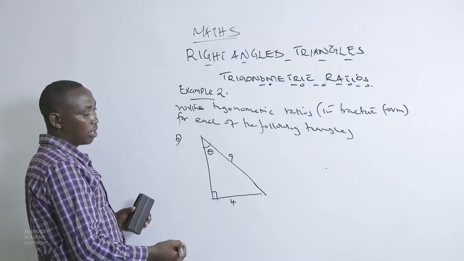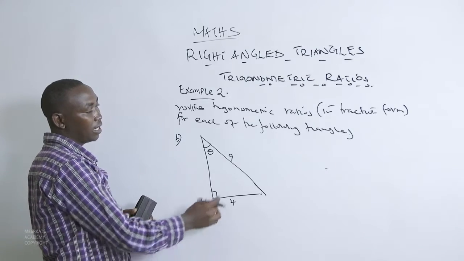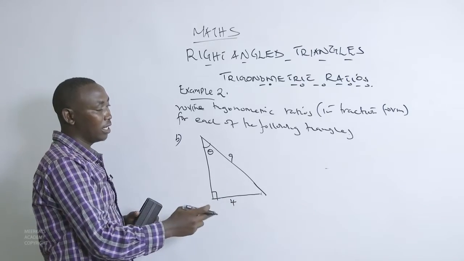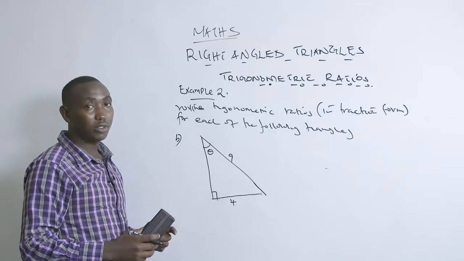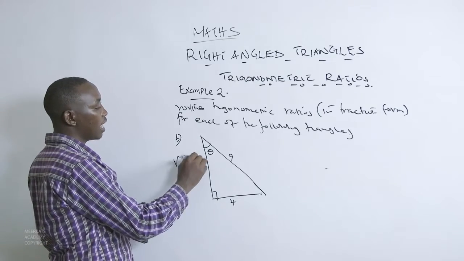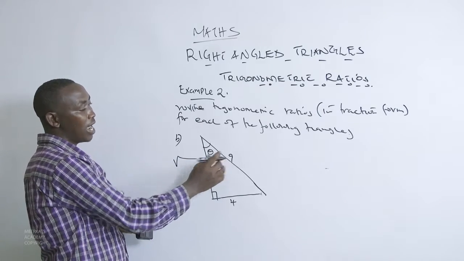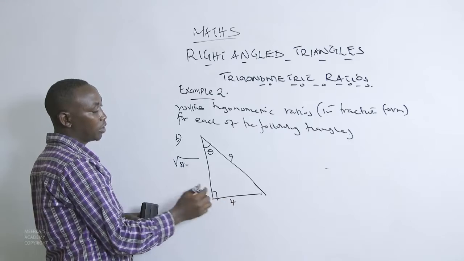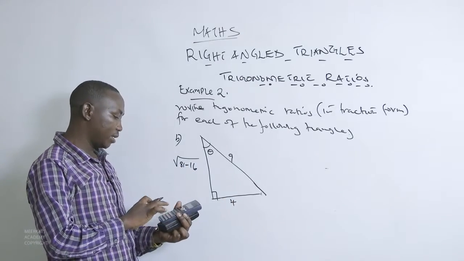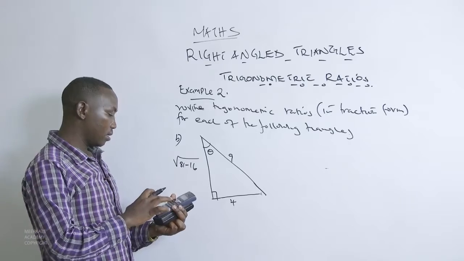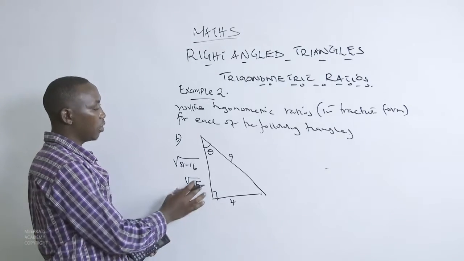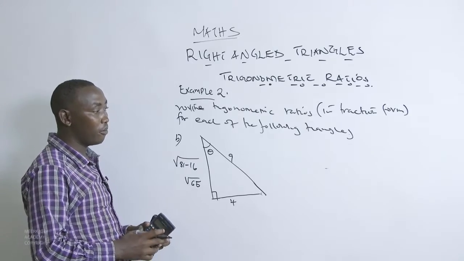So in this particular case, we can obtain it by subtracting the square of the shorter side from the square of the hypotenuse, then we find the square root. In this particular case, this side shall be the square root of 9 squared, which is 81, subtract 4 squared, which is 16. That one will give us root of 65. So we can leave it in surd form.